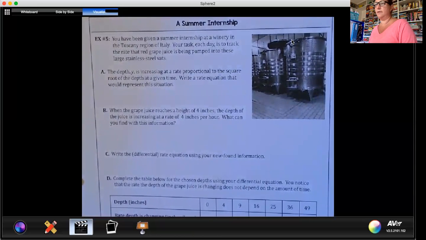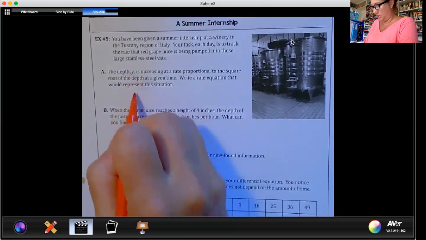You've been given a summer internship at a winery in the Tuscany region of Italy. Your task each day is to track the rate that red grape juice is being pumped into these large stainless steel vats. The depth y is increasing at a rate proportional to the square root of the depth at a given time. Write a rate equation that would represent this situation.